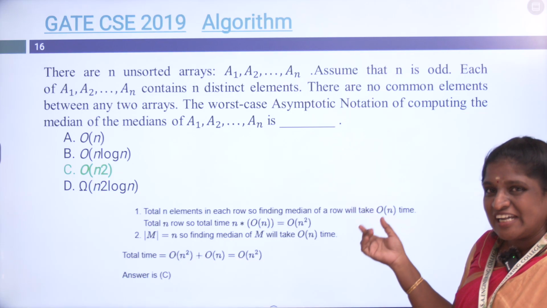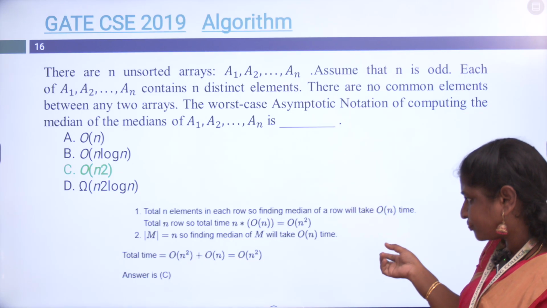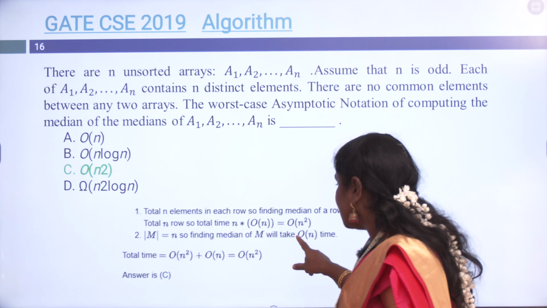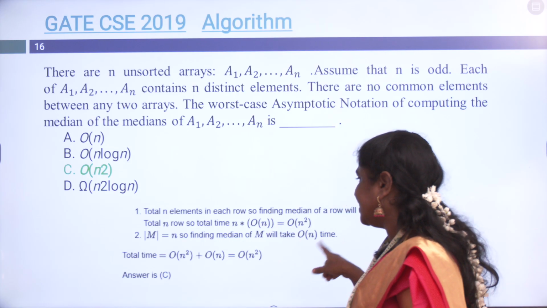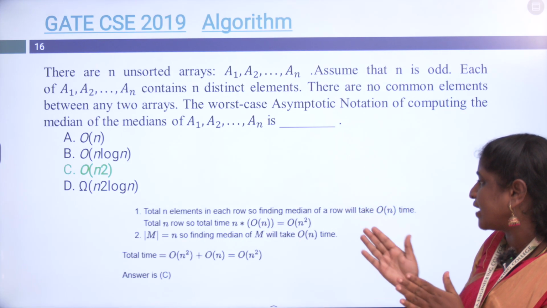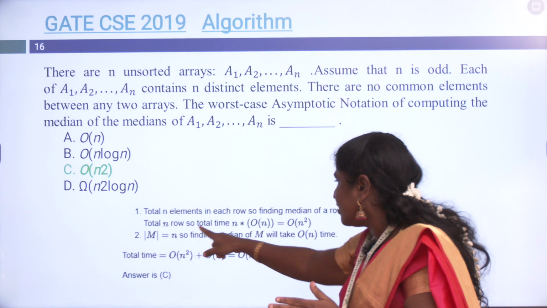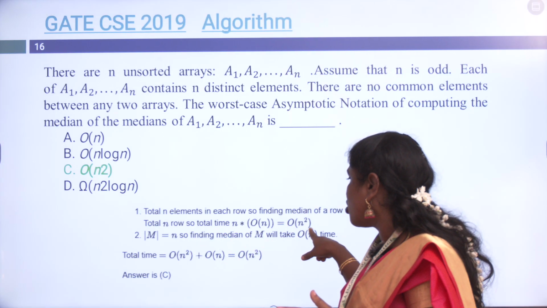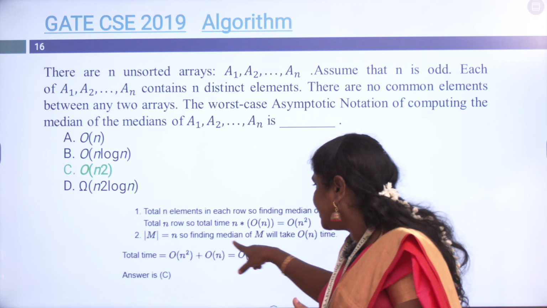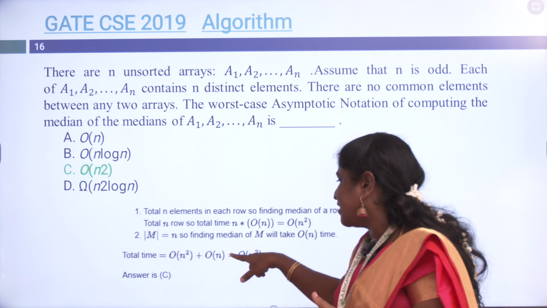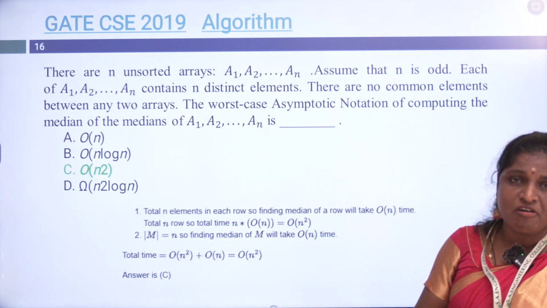If you are going to find the median of the medians, it will again take big O of n time. So the total time to calculate for n rows is big O of n square, and for the median of medians it takes big O of n. Finally we get big O of n square.